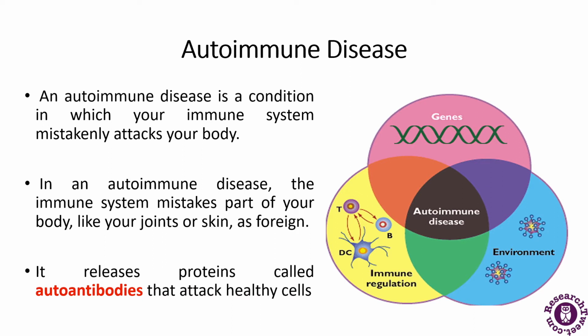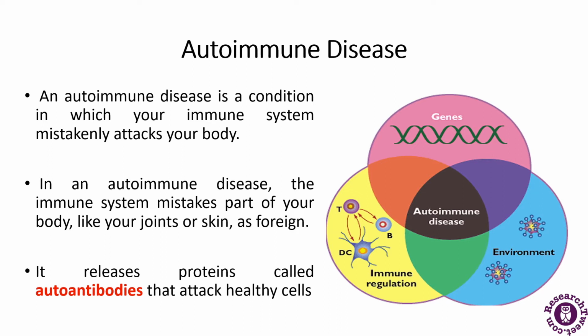Normally, the immune system guards against germs like bacteria and viruses, and when it senses these foreign invaders, it sends out an army of fighter cells to attack them. Normally the immune system can tell the difference between foreign cells and your own body cells. But in case of an autoimmune disease, the immune system mistakes part of your body, like your joints and your skin, as foreign, and it releases proteins called autoantibodies and attacks the healthy cells.